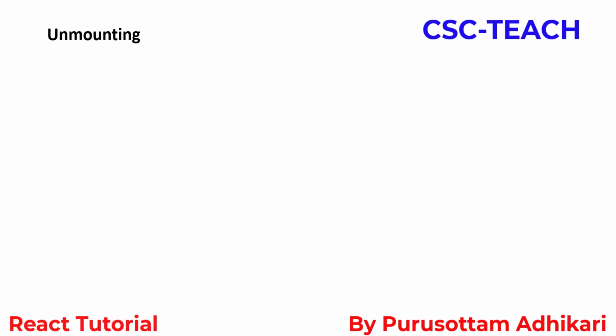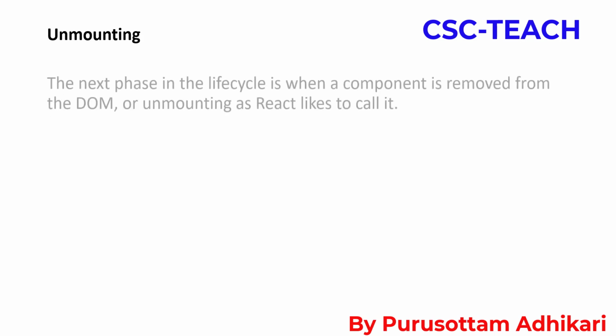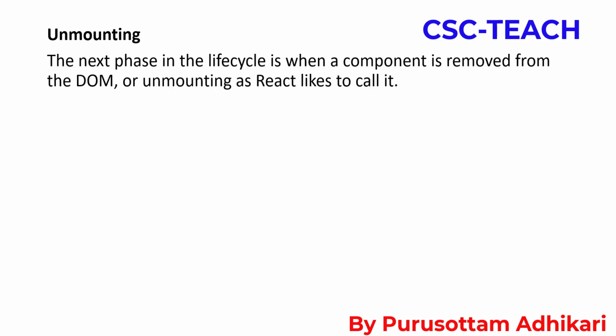In the React lifecycle, we have already learned about two phases, mounting and updating. The last phase of the React lifecycle is unmounting, and we'll learn about it in this lecture. What is unmounting? Unmounting is the process of removing a component, when it is unmounted or destroyed.